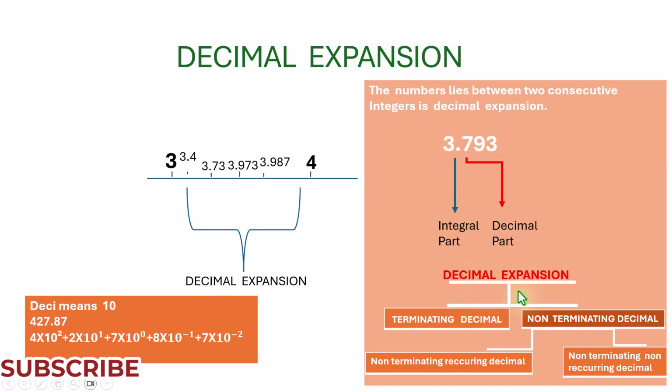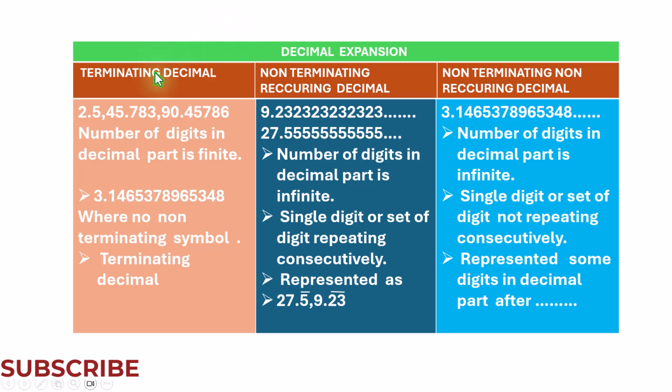Decimal expansion has two categories, terminating decimal and non-terminating decimal. Non-terminating decimal again has two categories, non-terminating recurring decimal and non-terminating non-recurring decimal. So decimal expansion has three categories: terminating decimal, non-terminating recurring decimal, and non-terminating non-recurring decimal.